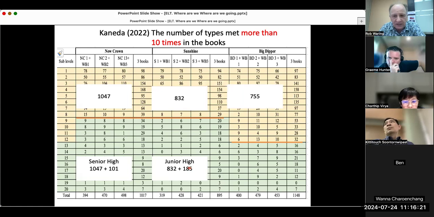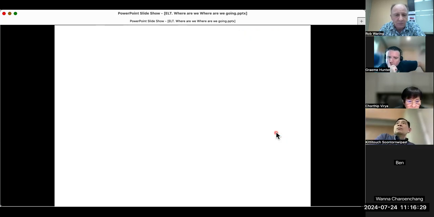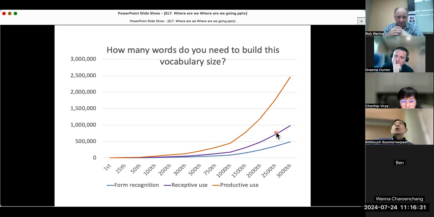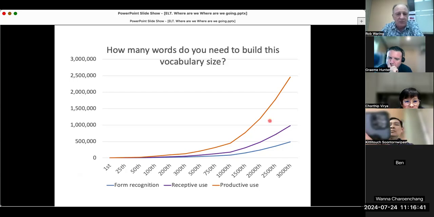So in this one, they're going to learn less than 1,000 words in 3 years. In the senior high textbook, you'll find that it's not even as high. So what we're seeing here is that there's a problem where students are just not meeting the language that they need.